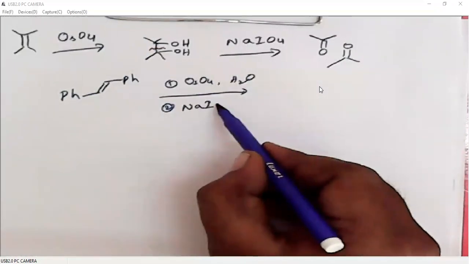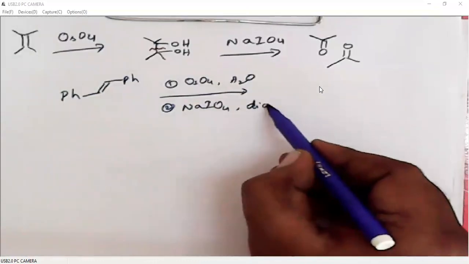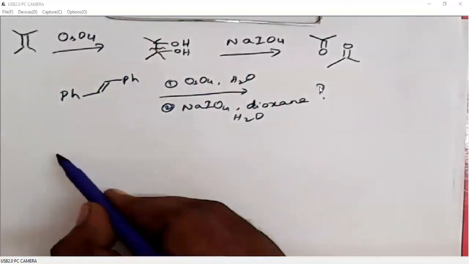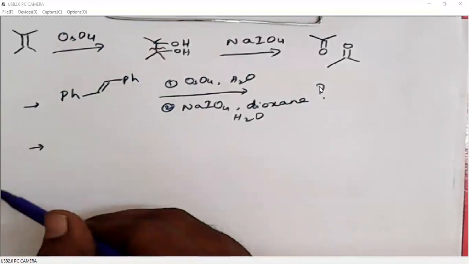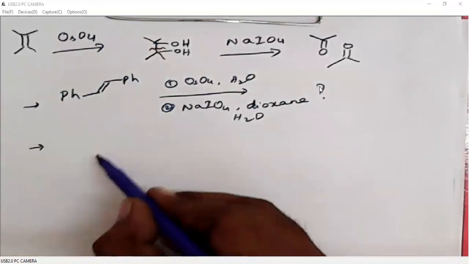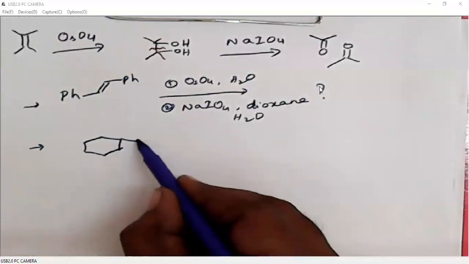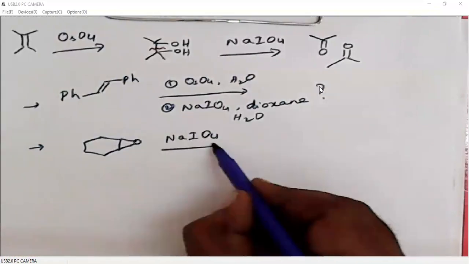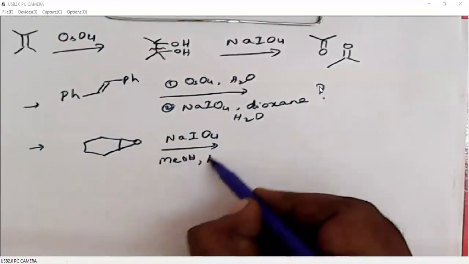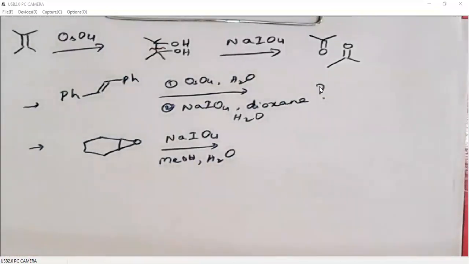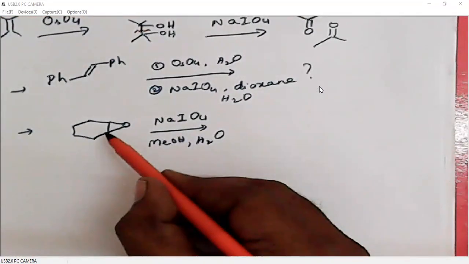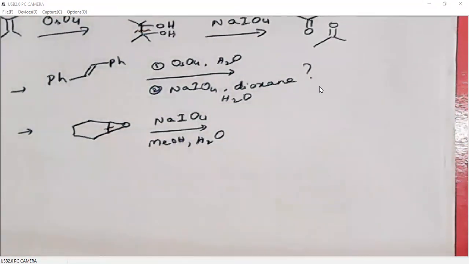I'll write many problems. Not only diols, we can also cleave epoxides using sodium periodate. So treat an epoxide also as a 1,2-diol. In that case, the bond between these two carbons will break down.